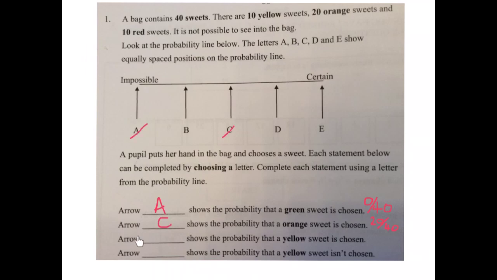Next statement. Arrow something shows the probability a yellow sweet is chosen. There are 10 yellow sweets. So 10 over 40, which is the same as 1/4. So a little bit less than half, so we've only got the option of B. So arrow B completes that statement.